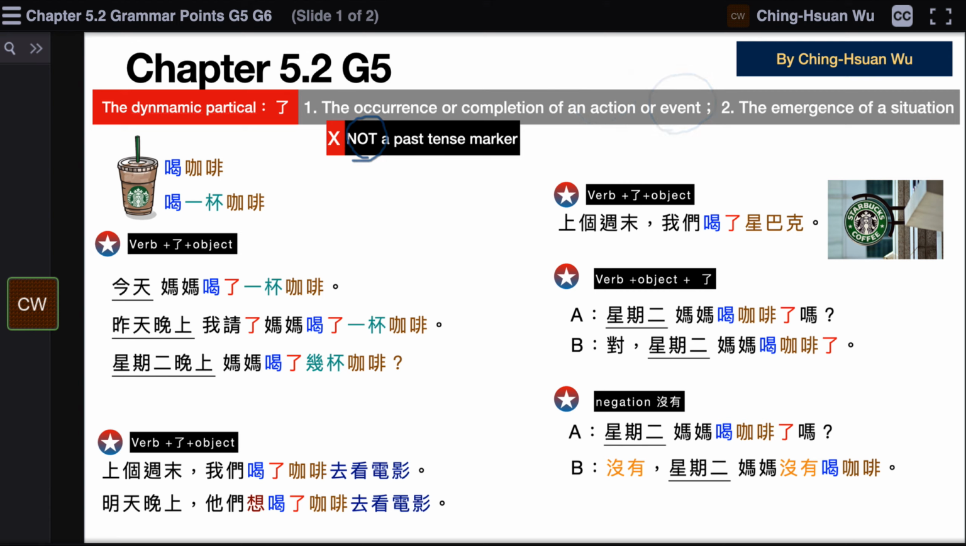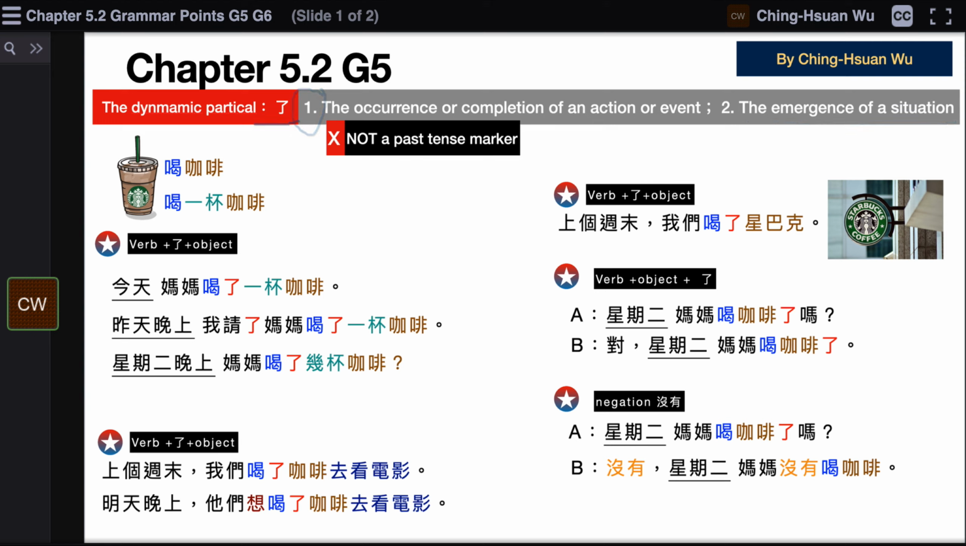The second usage of le indicates the emergence of a situation. In today's lesson, we will focus on the first usage. Le is used with a verb. Therefore, before we review all the examples here, let's take a look.